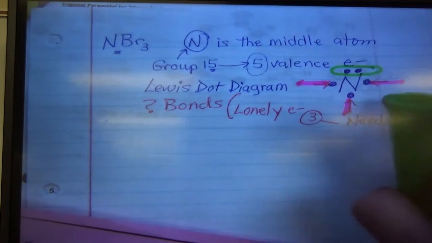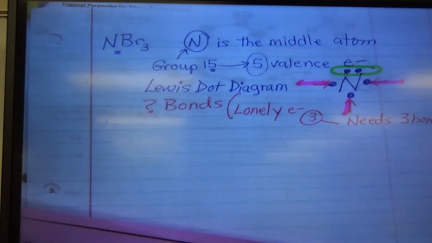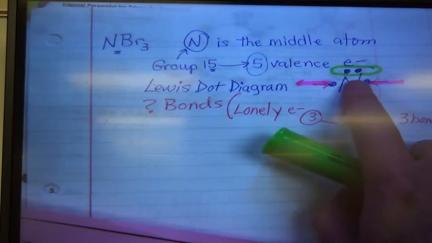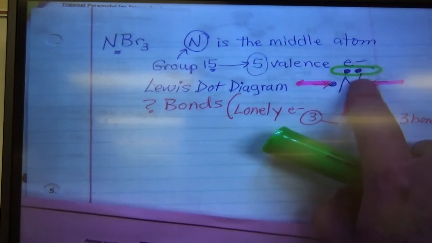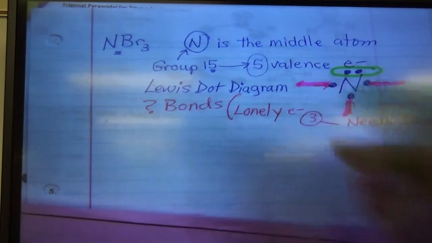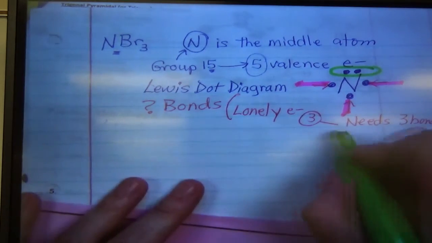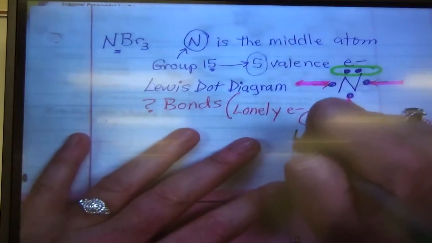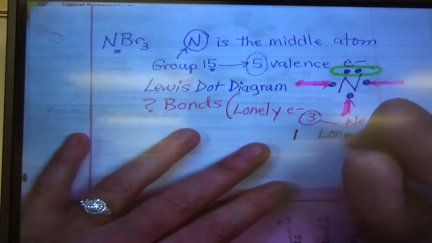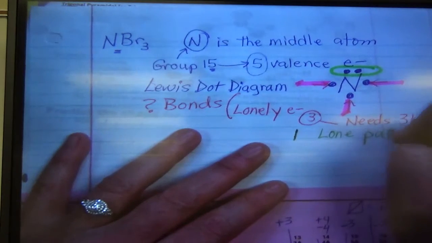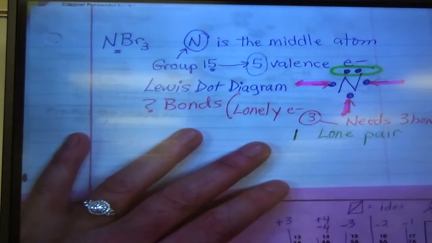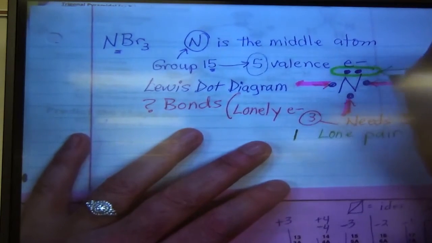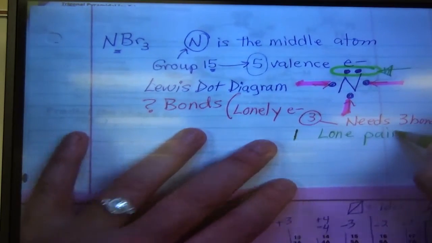What do we call these electrons that are left over? Lone pair, that's what I'm trying to say. We'll also have a lone pair, okay? There will be one lone pair after these 3 bonds are made. There will be one lone pair, and right here it is, after these bonds are made, okay?